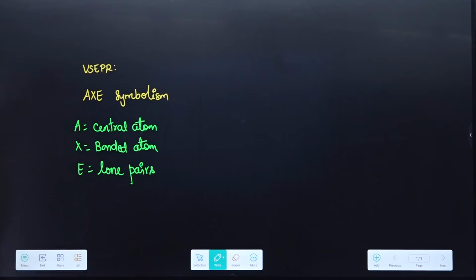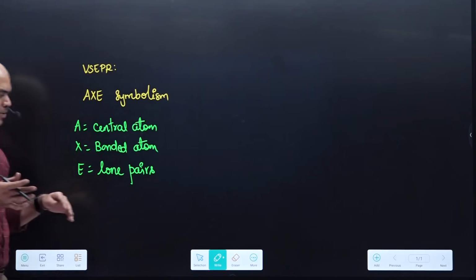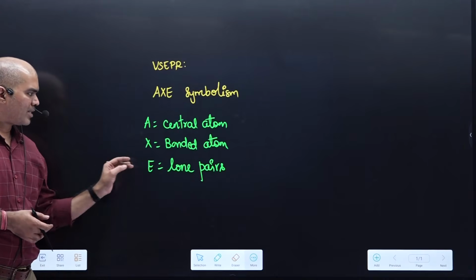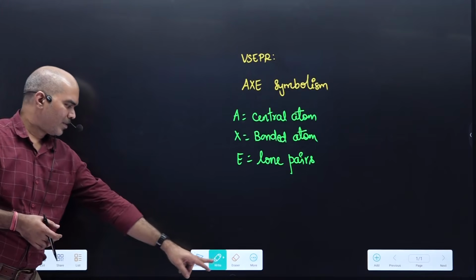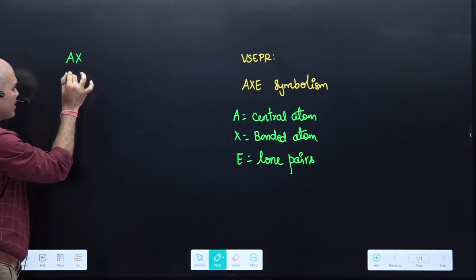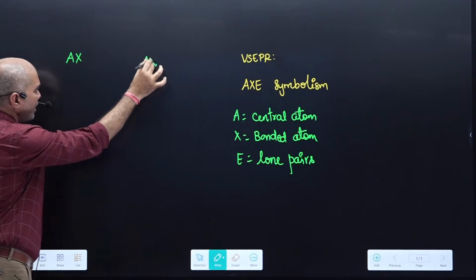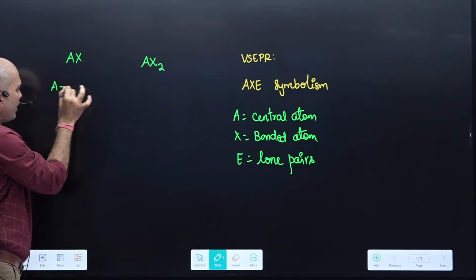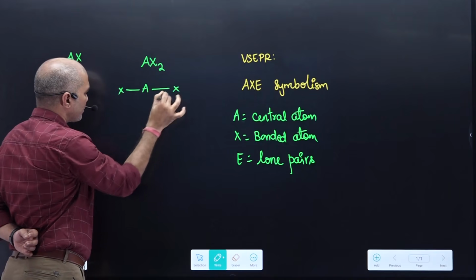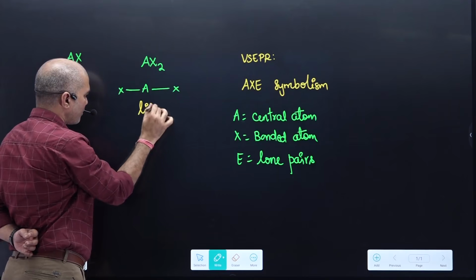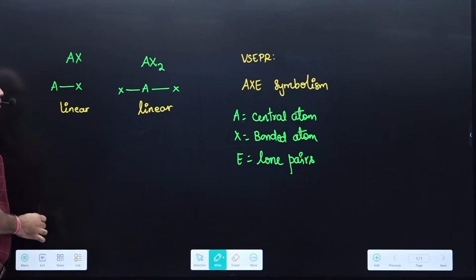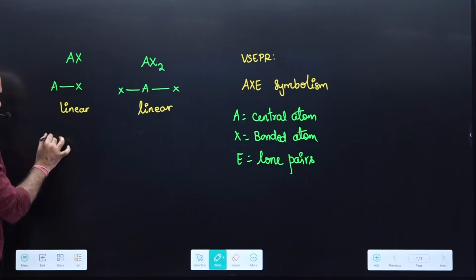AX1E0, AX2E0, you can understand there are two bond pairs, no lone pair, or bond pairs and lone pairs, etc. Now let me give you the geometries. Suppose I take AX and AX2, both are having linear geometry. Whatever I am drawing, these are parental geometries, without any lone pairs, directly I am giving.